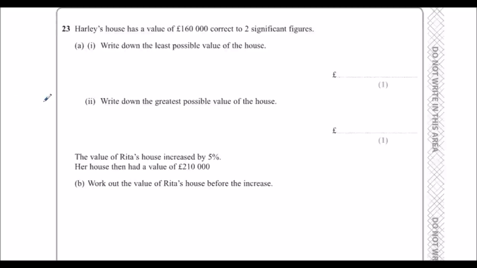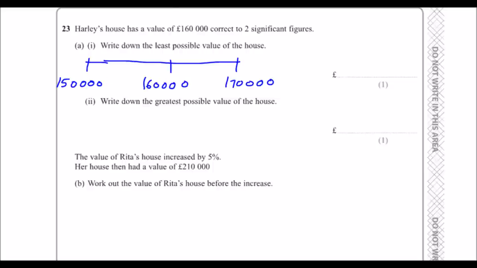Okay, question 23. Harley's house has a value of 160,000, correct to two significant figures. Work out the least possible value of his house. So we're at 160,000 to two significant figures. So the one below would be 150,000, and the one above would be 170,000. So we're going to go halfway for the lower bound. So that's 155,000, and the upper bound halfway to the next one up. So that's 165,000.